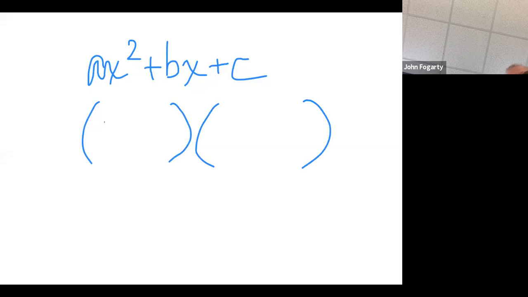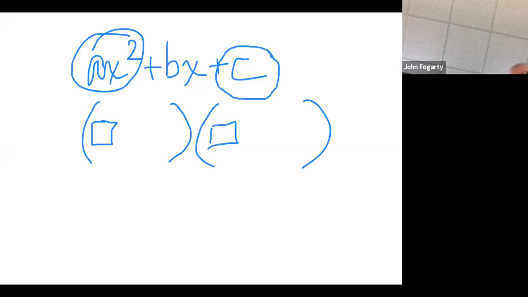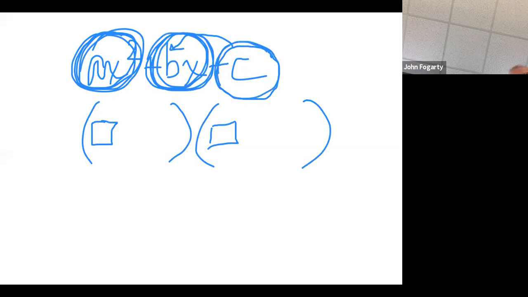What we need to know is the first term of each is simply the root of that. The second term of each is the factors of the constant that add up to the coefficient of the linear term. Remember, this is the quadratic term, this is the linear term, and this is the constant. So let's go through a couple of problems. We're going to do two different types. The first ones are really easy.